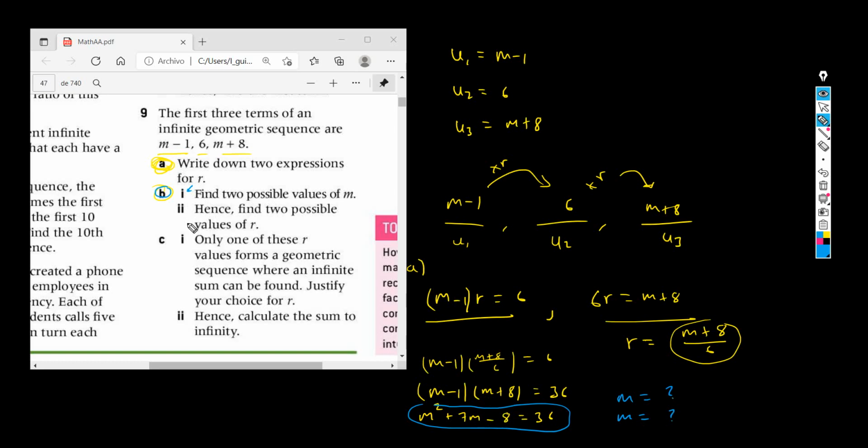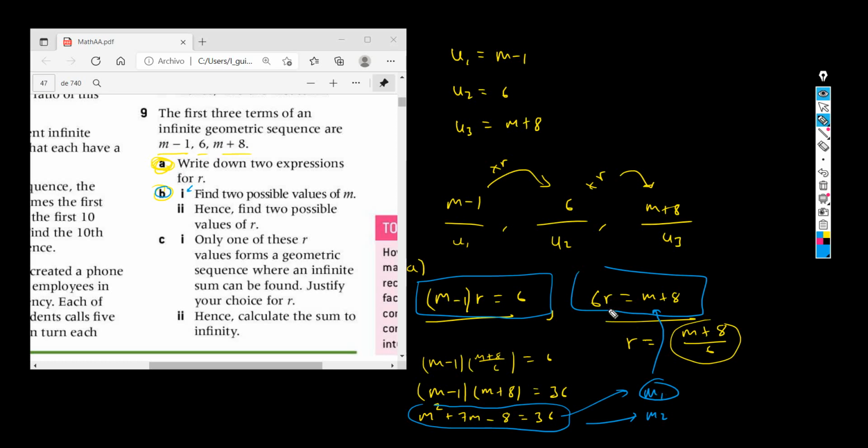Okay, and then they tell you, hence, find two possible values of r. Okay, how do you do that? Basically, you're going to go back to any of these previous equations, right? And since you have two possible values of m, I'm going to call them m1 and m2. After you solve this equation, you're going to get these two values. With one of them, you're going to put it in here or in here, it doesn't matter. It's actually simpler in here. You're going to put it right there, and you're going to get the corresponding value of r.